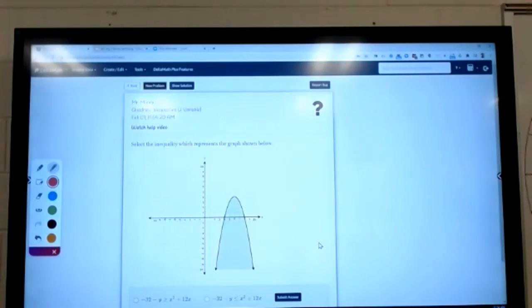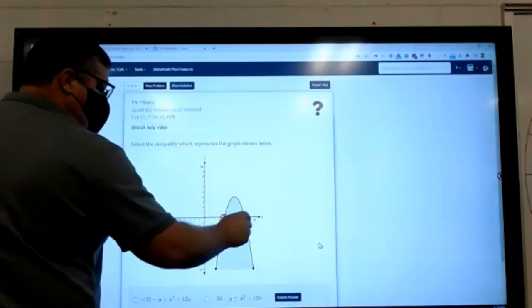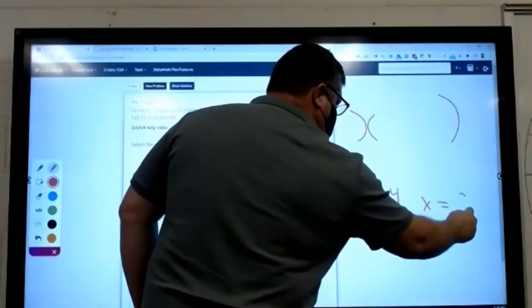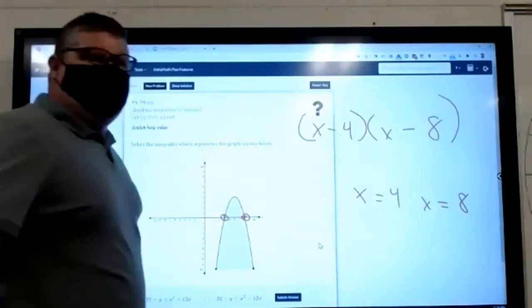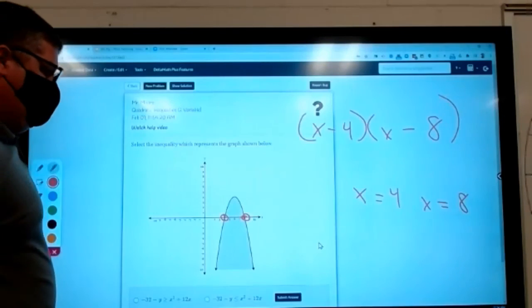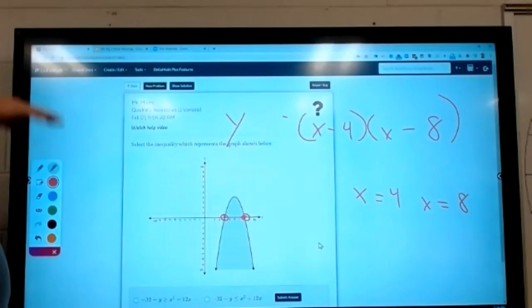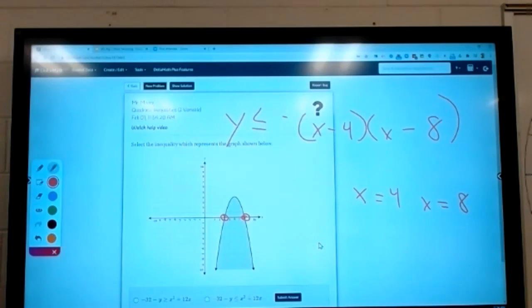Okay, where's the solutions? 4 and 8. So here we go. How do I make x equals 4 and x equals 8? X minus 4, x minus 8. Does everybody agree with that? All right, is it up or down? Down. Y is what? Is it shaded below or above? Less than or equal to. Now can I make it match one of those? I can. Okay? So that's how fast we can do those.